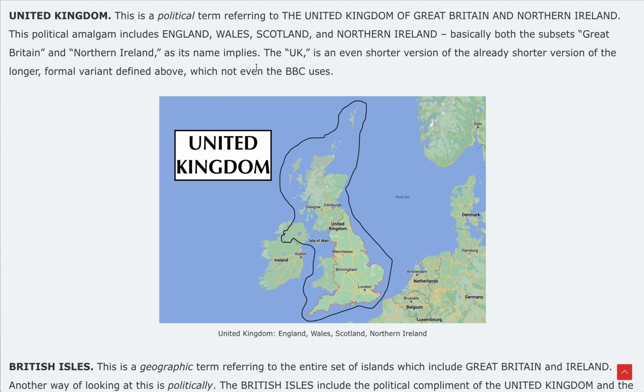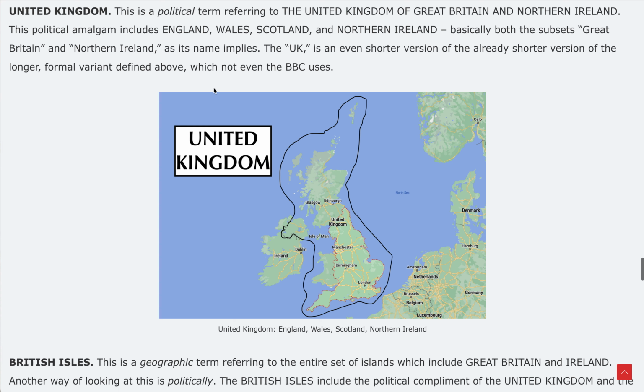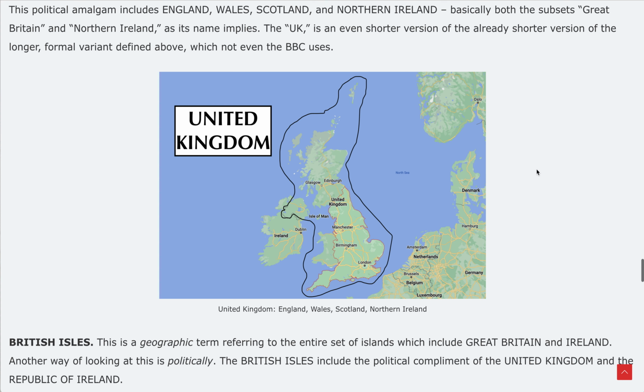And you might not even find it on the BBC because it's that informal. So the United Kingdom, and I say that because I took that from the BBC website, which sort of disallows its usage. So I thought that was kind of funny. But so that's the United Kingdom, right? Great Britain, including Northern Ireland.